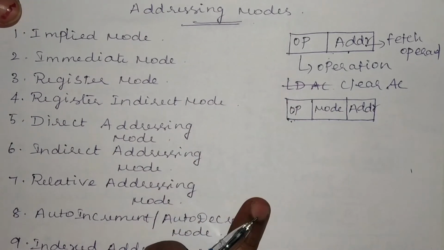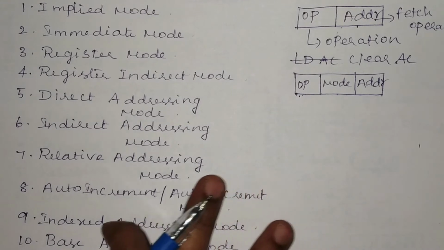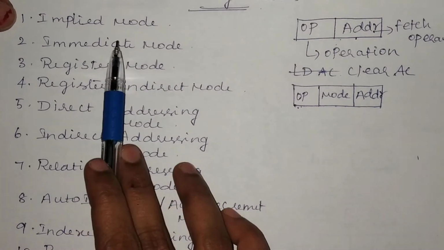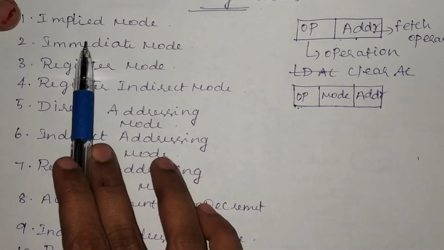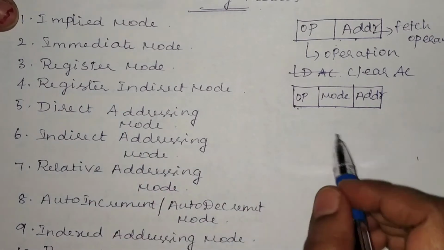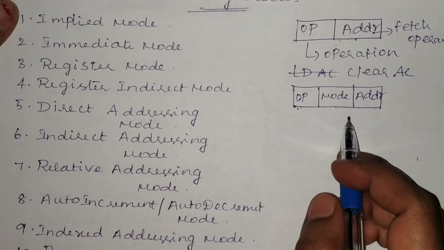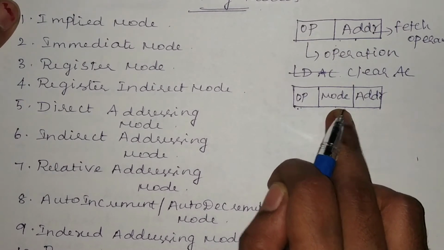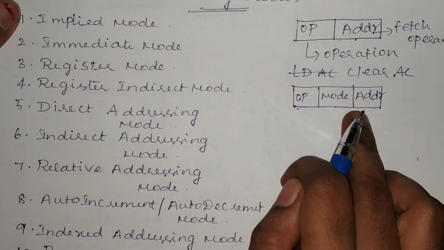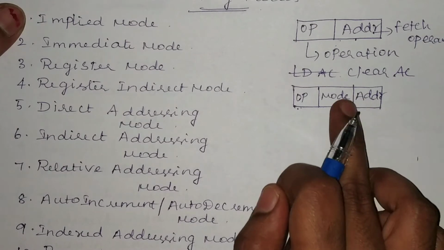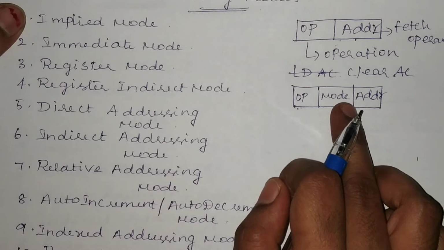There are actually 10 addressing modes available in the computer system. Let us see them one by one. First one is the implied addressing mode. Implied mode instruction means your operand is implied in the instruction itself. There it does not need any address, so it does not need the address field. It is one of the examples of a zero address instruction.